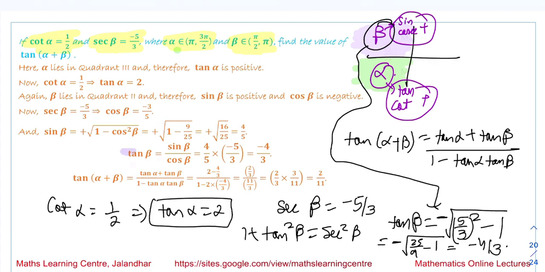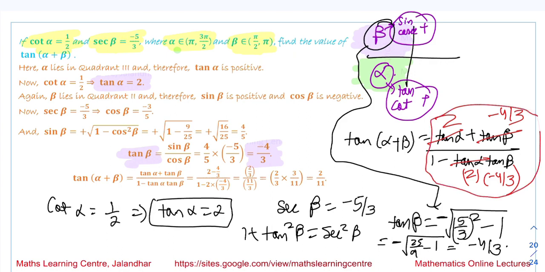So the value of tan beta is minus 4 by 3, and the value of tan alpha is 2. So when we substitute these values over here, in place of tan alpha we have 2, for tan beta we have minus 4 by 3. Tan alpha is 2, tan beta is minus 4 by 3, and on solving this, the final answer we obtain is equal to 2 by 11.